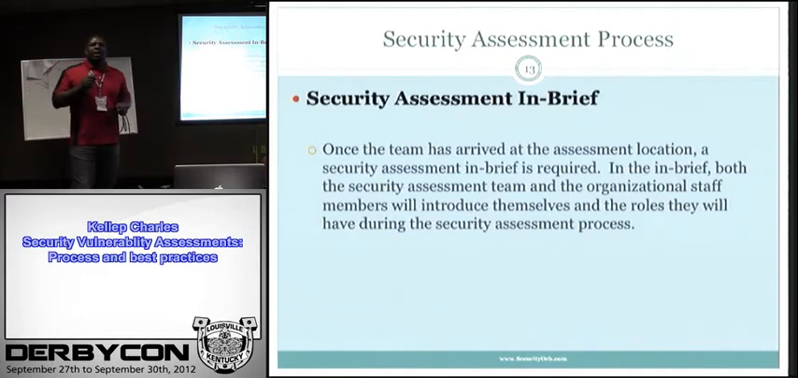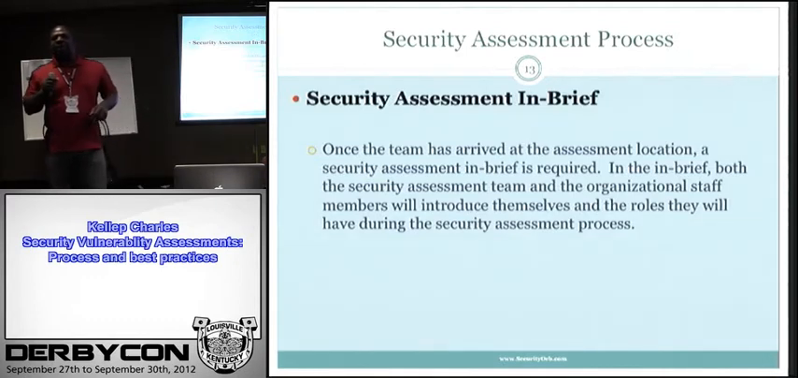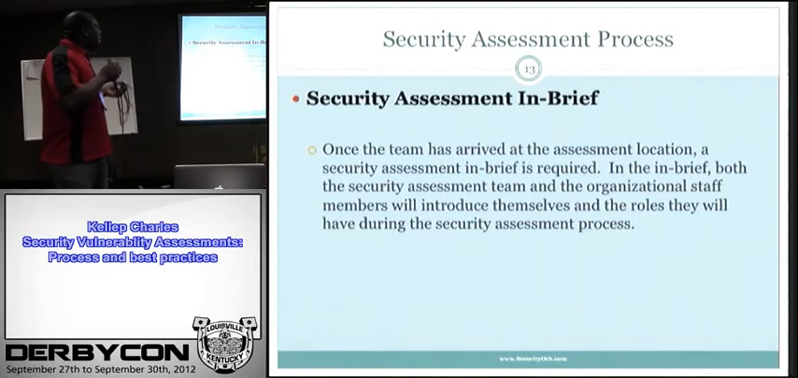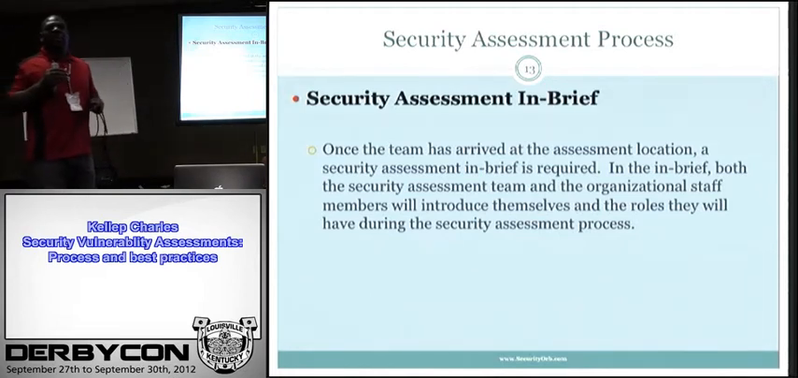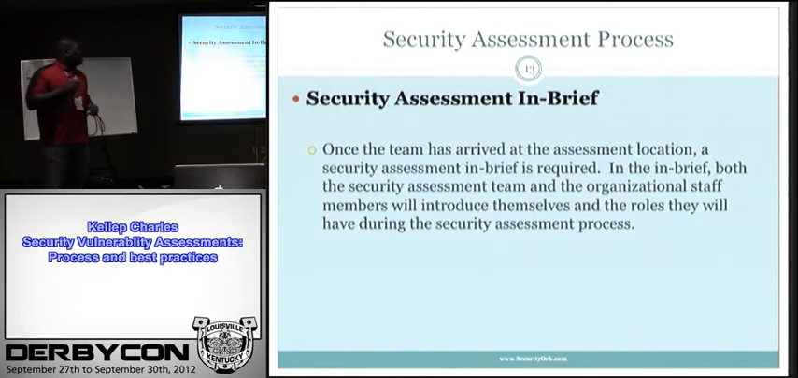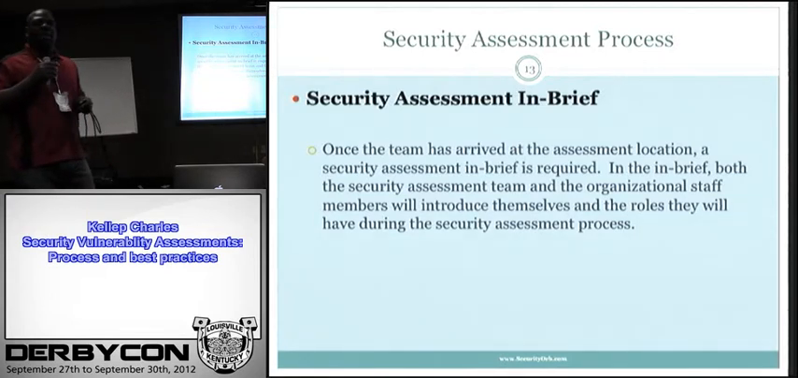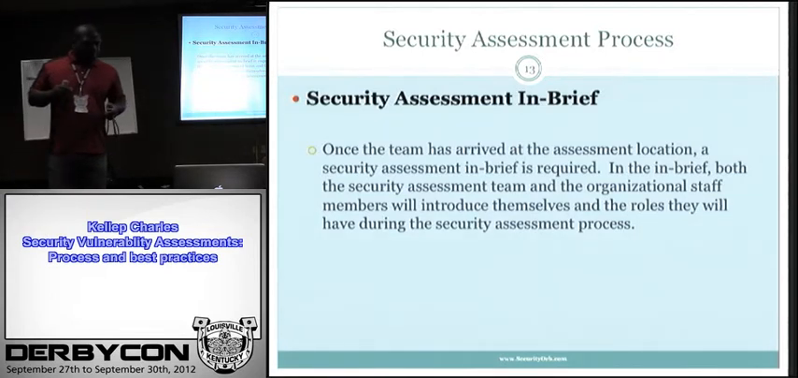You give a blueprint of what's going to happen for the day, or for the time that you're there, such as scans are going to be conducted on this particular day. We're going to do a walkthrough of the processing facility. We're going to do interview questions on this particular day. This is where the schedule and everything is put into place.